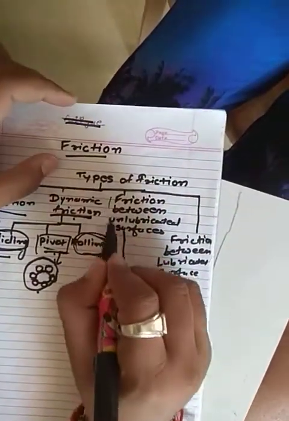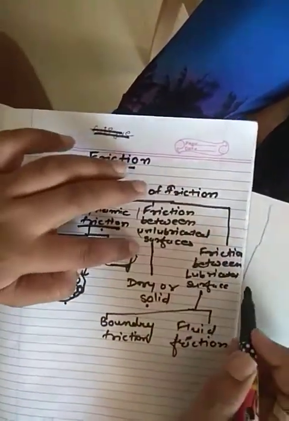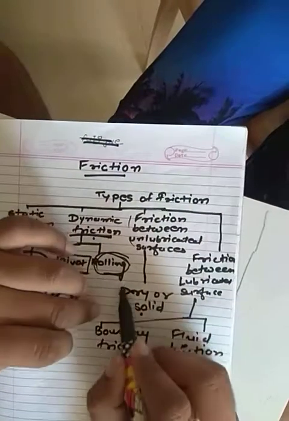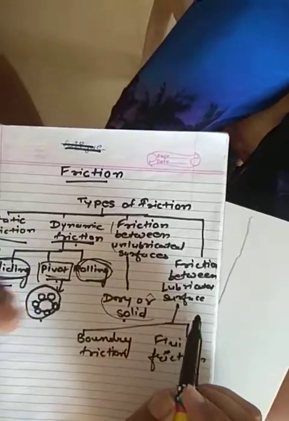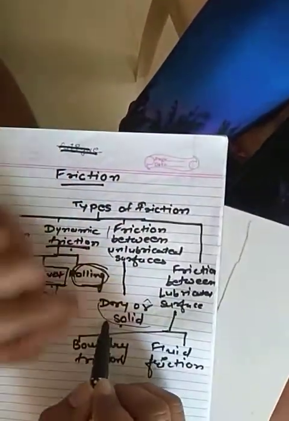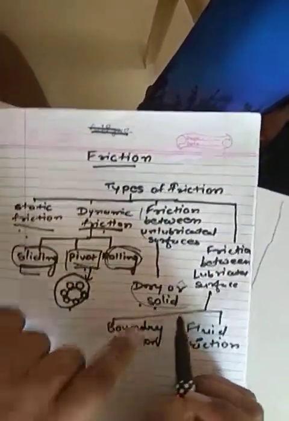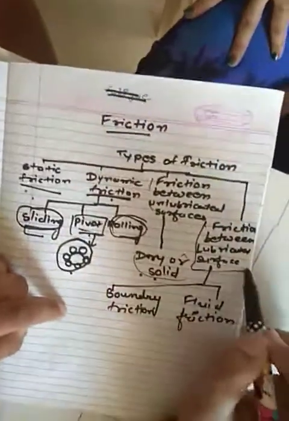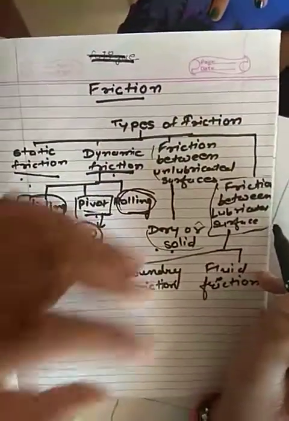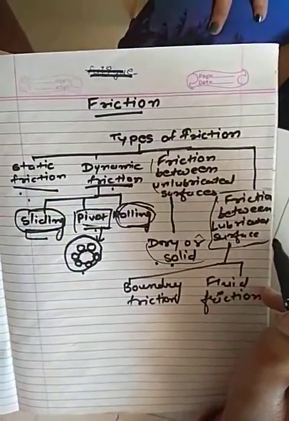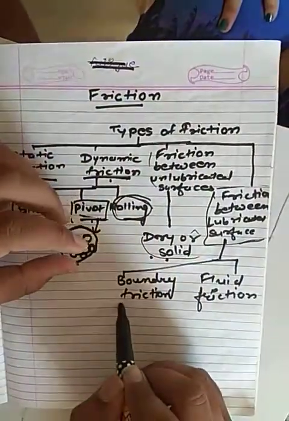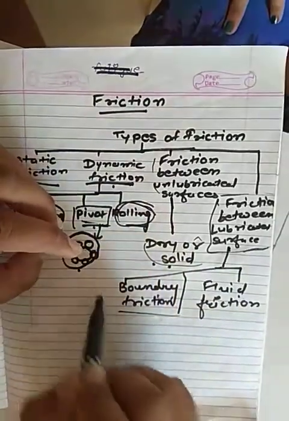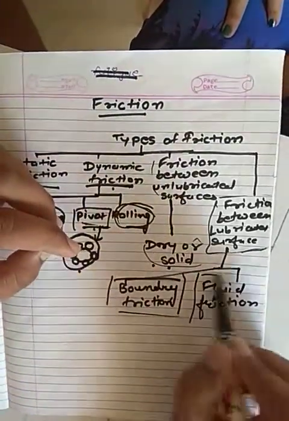We know lubricated and unlubricated. First of all, the friction between unlubricated surfaces, the dry or solid surface. When friction occurs on a dry or solid surface, this type of friction is called dry or solid friction. Friction between lubricated surfaces: when we lubricate the body and then friction occurs, this friction is classified into two categories: boundary friction and fluid friction.